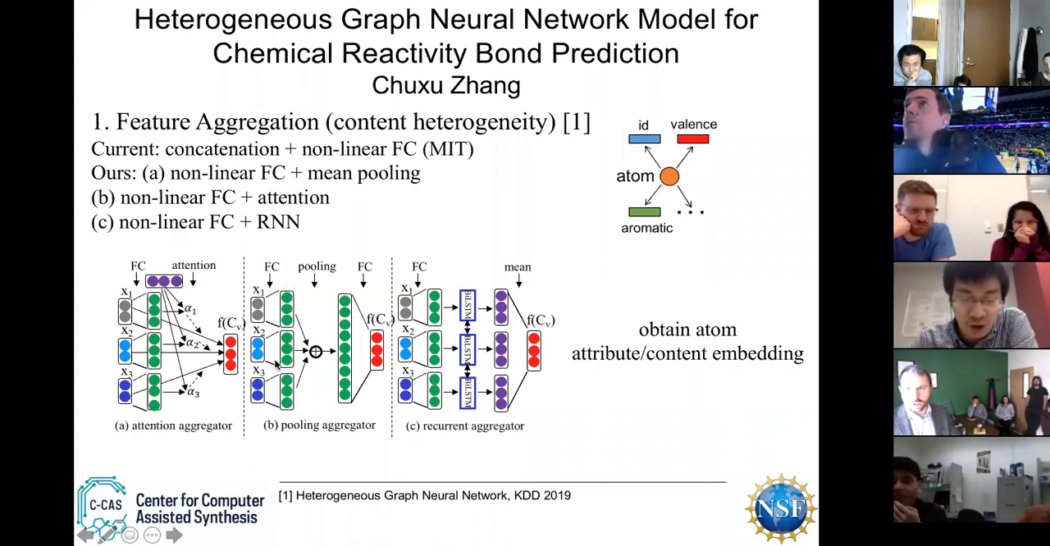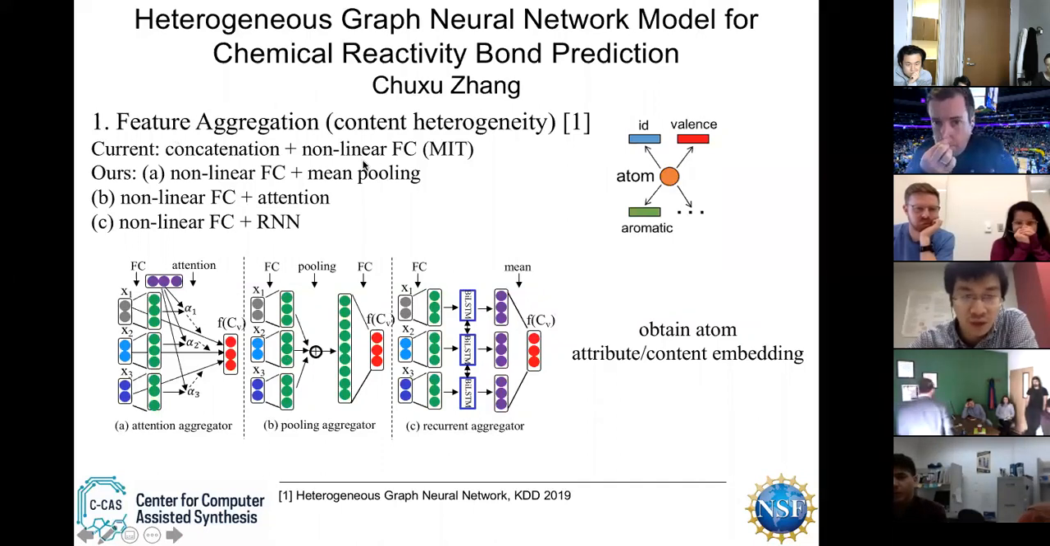After obtaining the attribute features in the same feature space, we can use some pooling operation to get a general representation, or general embedding, of the atom content or attribute information. This pooling layer can have different choices, like min pooling, max pooling, or even another FC layer. So this is the first type of choice for the content aggregator, or feature aggregator.